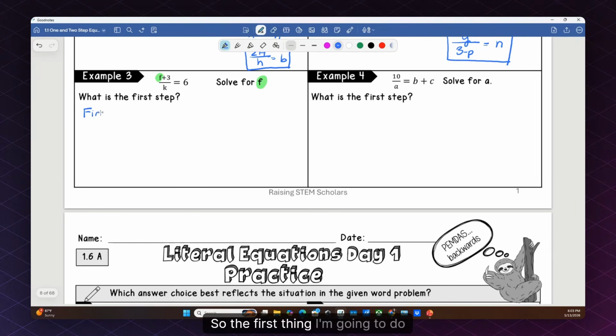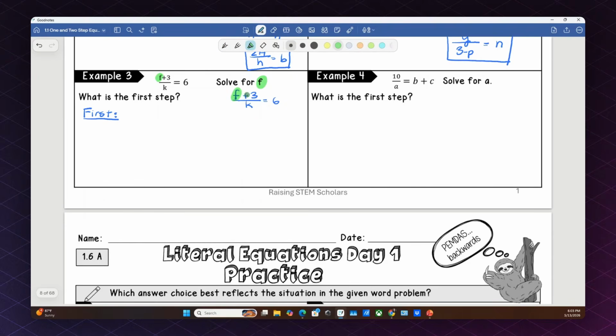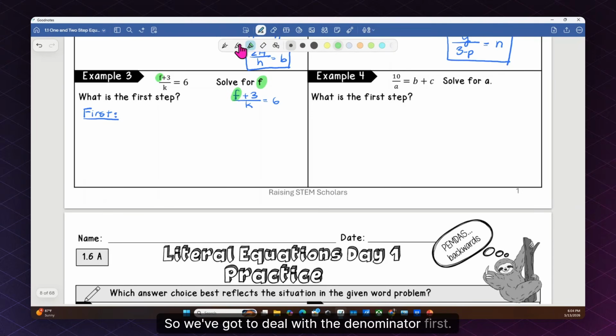So the first thing I'm going to do, this is f plus 3 divided by k equals 6. And I want to get this f by itself. So there's two things that we got to move, right? Like we got to get that plus 3 and that k out of there. But we cannot handle that plus 3 until we get the k out. And the reason is it's like all one fraction here together. So we've got to deal with the denominator first.